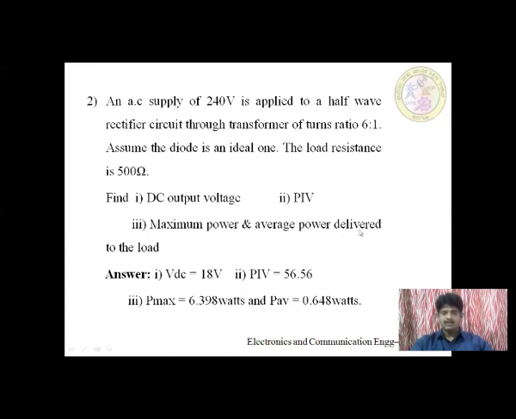Average power delivered: to calculate the average power, we need to use, once again, the same equation, V square by R. But in this you have to use the VDC because it is the average, not the maximum. Maximum is here. So here you will be using the voltage as VM and here it will be VDC. And the equation remains the same, that is V square by R. If you calculate, you will get the power.